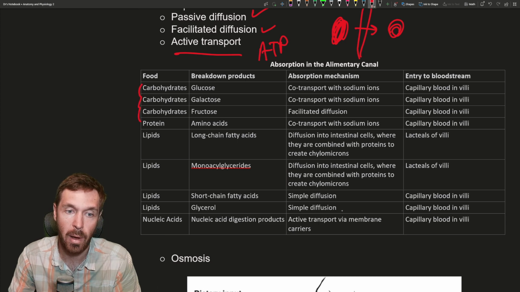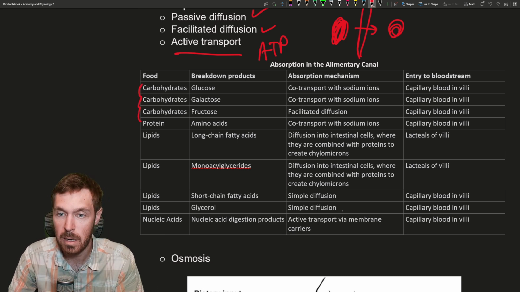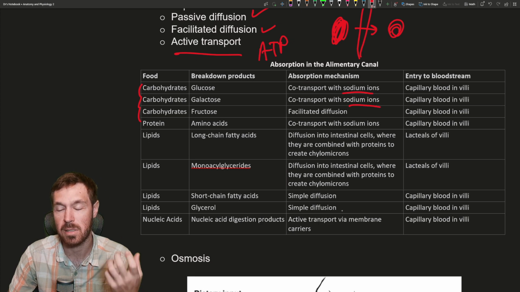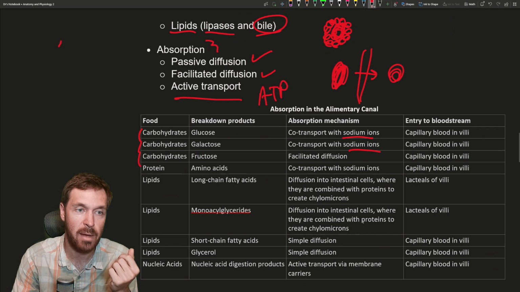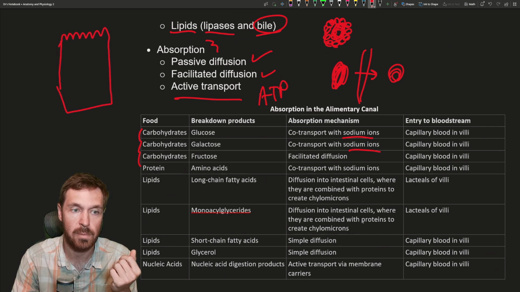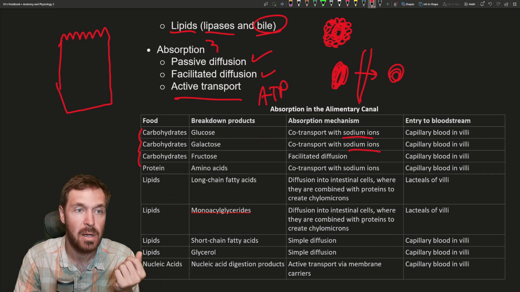So here we have different carbohydrates. You see here, these are co-transported with sodium ions. So here, sodium becomes really important. And I'm actually going to draw this out. If we have a cell here, it's got the microvilli up here. So this is the absorptive cell, an enterocyte.